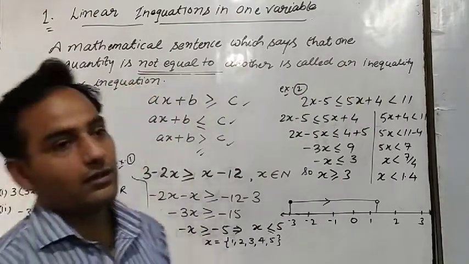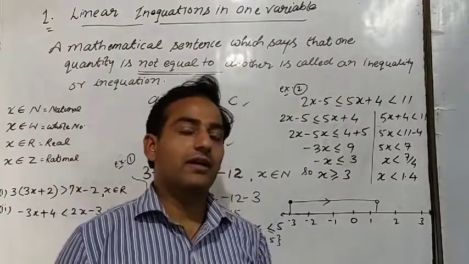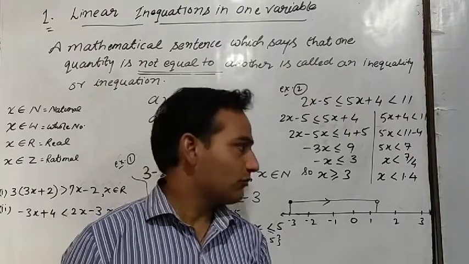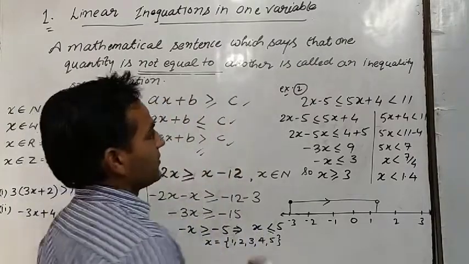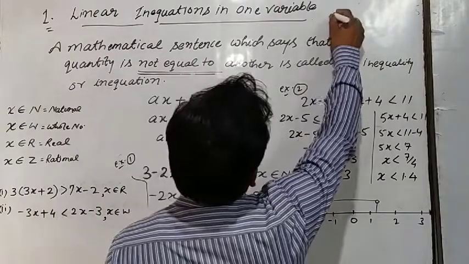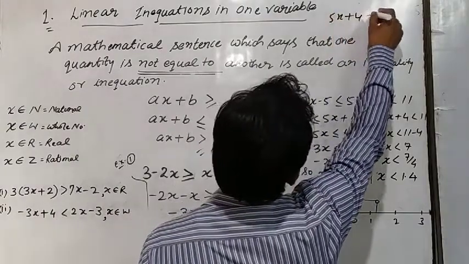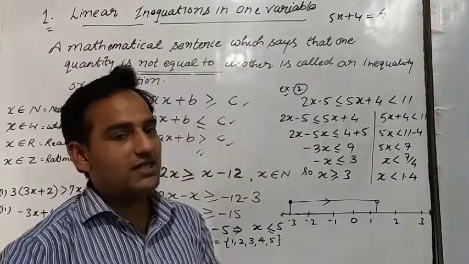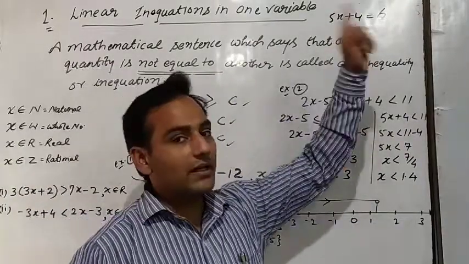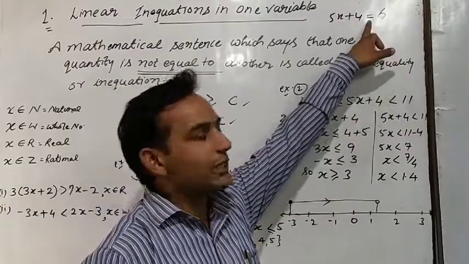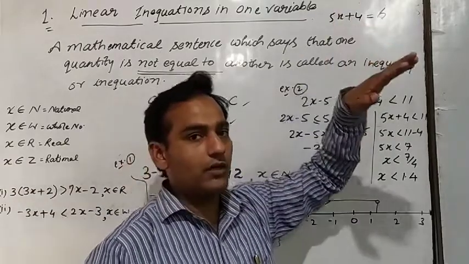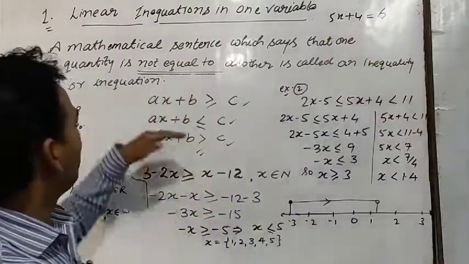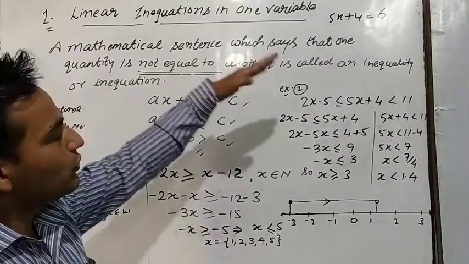We have simply done equations in class 7th, 8th and 9th. In equations you get something like 5x + 4 = 0 or 6 or anything, and we have been solving these kinds of equations earlier. But in equations we were getting the equal to sign. The main point in inequations is we will not be getting the equal to sign.